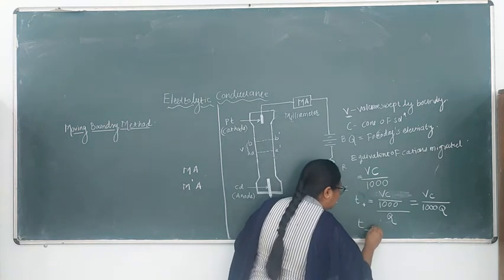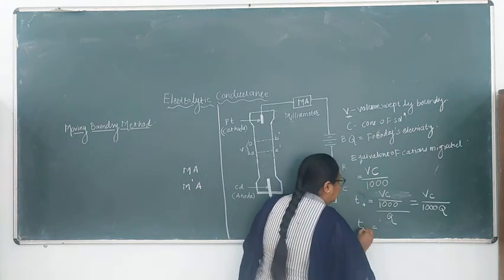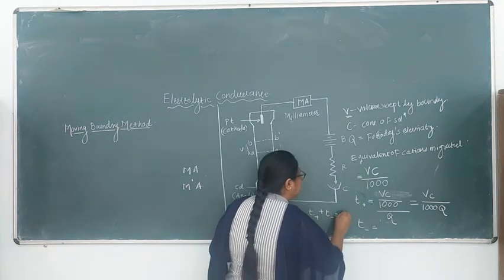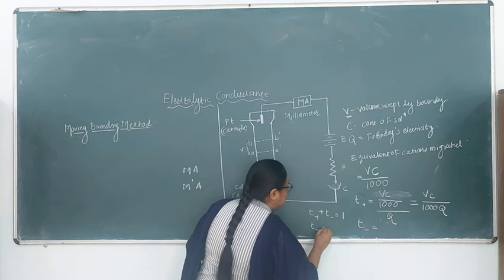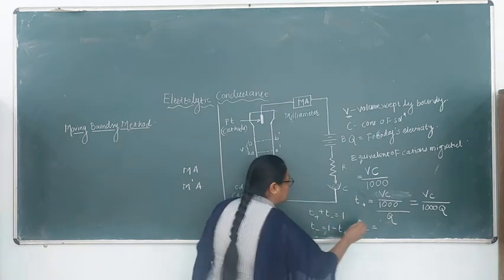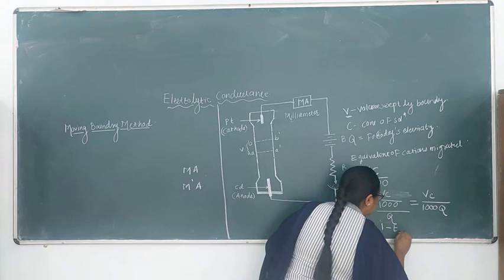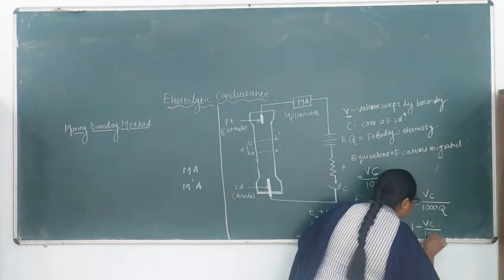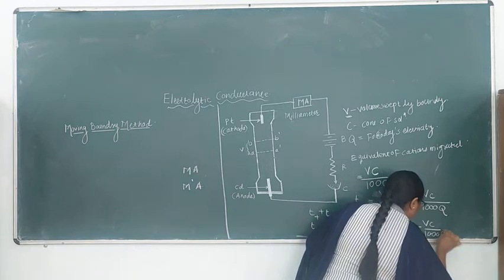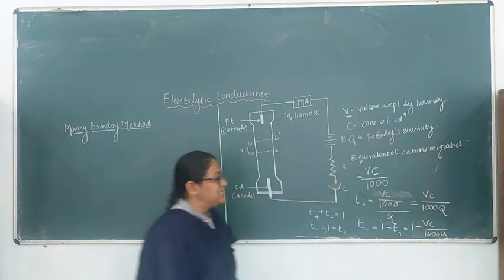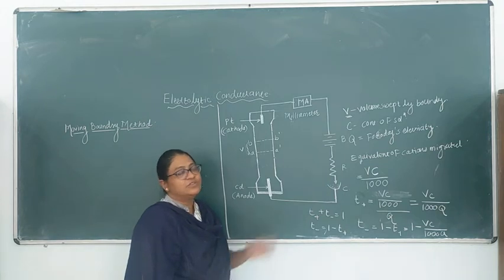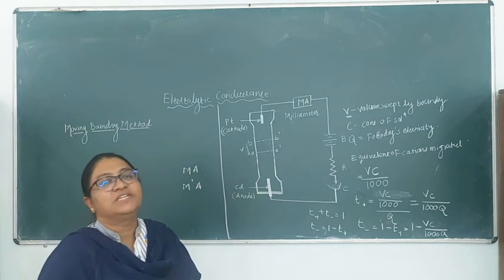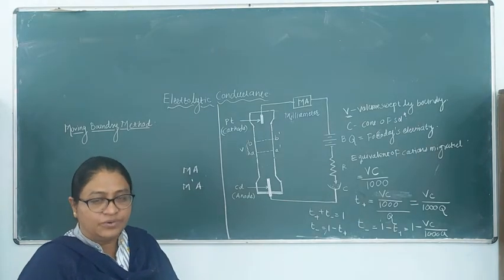So from T plus we can calculate T minus. We know that T plus and T minus total is equal to 1. Therefore, T minus is equal to 1 minus T plus. So, substituting, 1 minus T plus is equal to 1 minus Vc divided by 1000 into Q. So this is T plus and T minus. So, this is how from this method the transport numbers of positive and negative ions can be calculated.